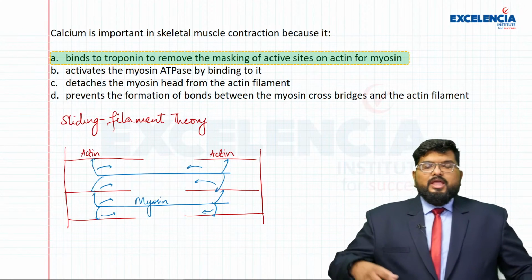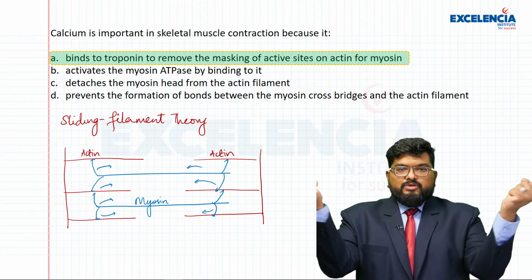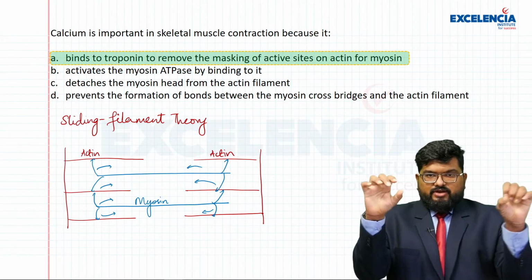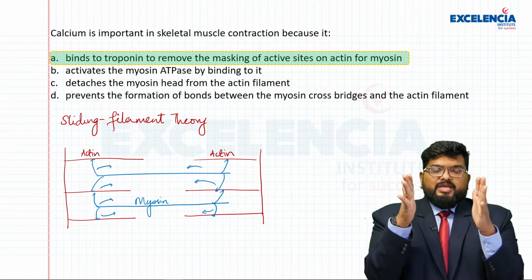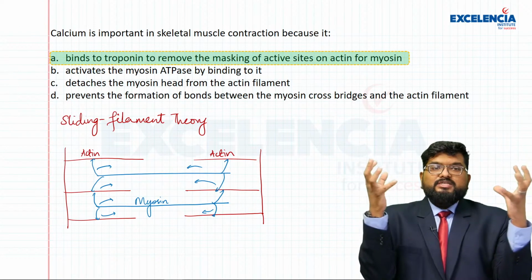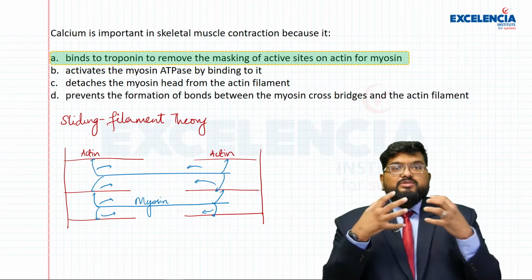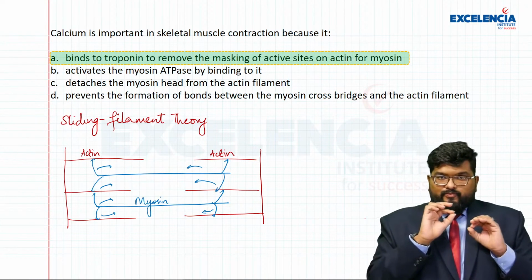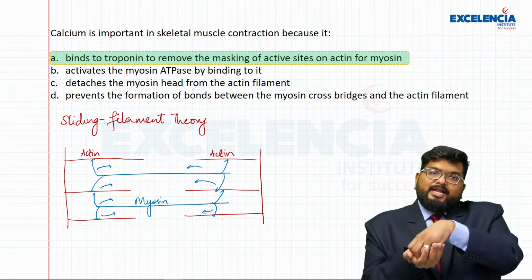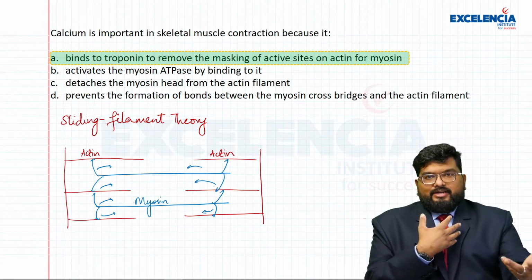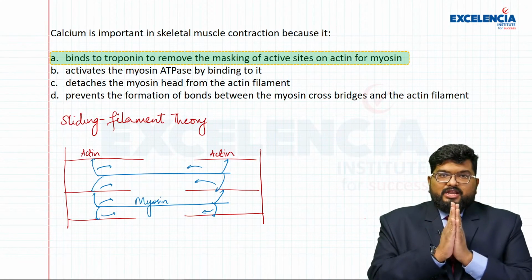Okay, so what will happen? The actin filaments will be pulled towards the inside from both the sides, and ultimately the muscle will contract and the action will be generated. Now, for this to happen, there should be binding between myosin and actin. Okay, there should be binding between what?